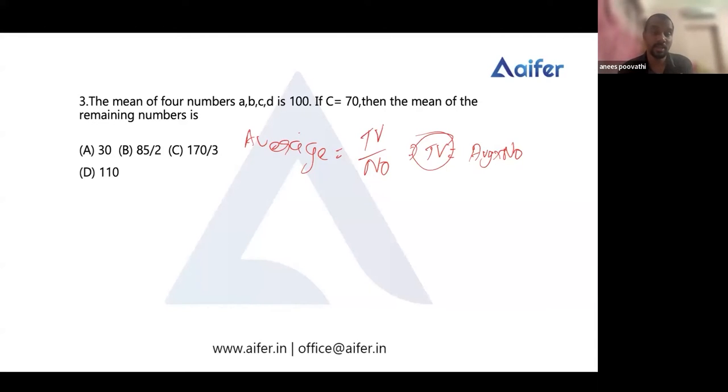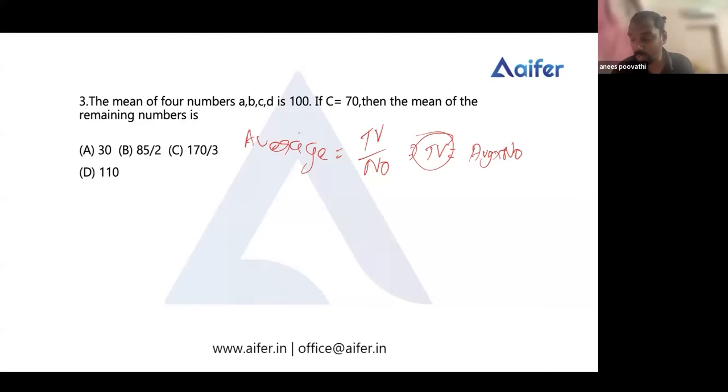Total value means, as we discussed yesterday, you have a classroom. In the classroom, you have 10 different students, and they have different amounts of cash. So total value means the total value of the cash, or the sum of the cash. Similarly, the total value concept says that multiplying average with number gives you the total value of that particular question.